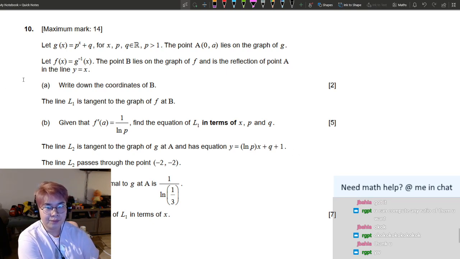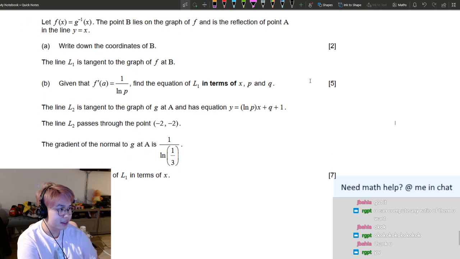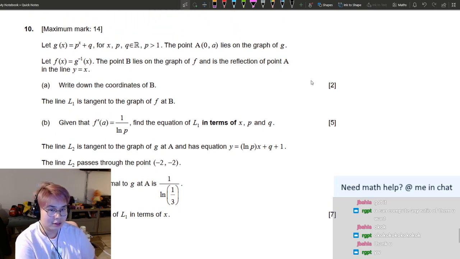So let's see, we have g, which is p to the power of x plus q, and I know that the point (0, a) is going to be on g, and then f is the inverse of g, and then point b is on f, and it's a reflection of point a. So the coordinates of b, well, because it's an inverse, then you just switch the coordinates.